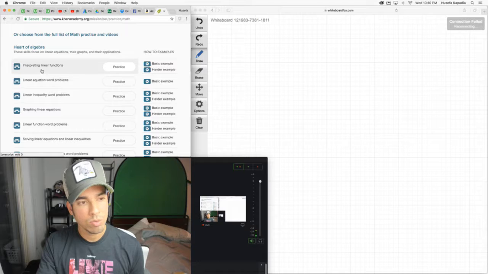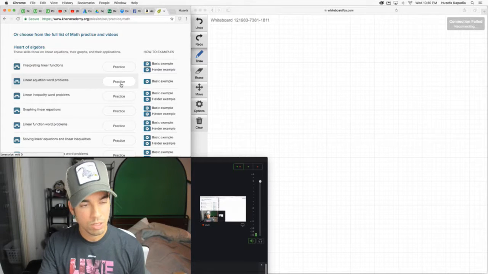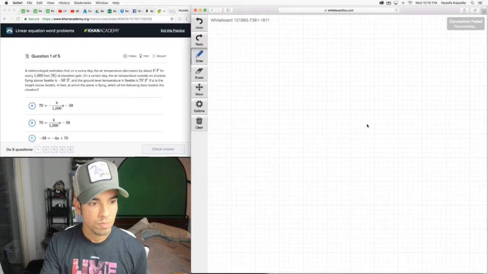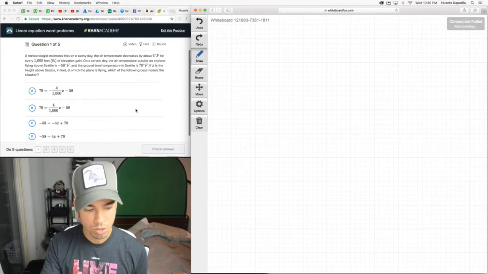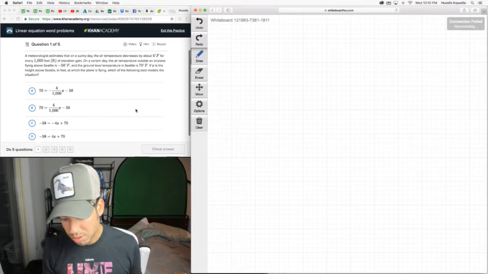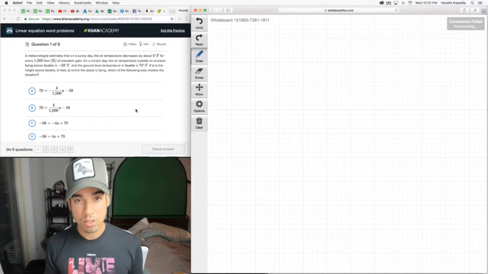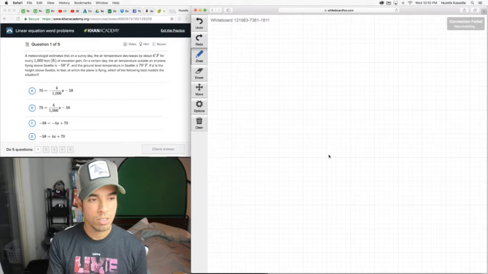So last week we did interpreting linear functions. This week we're going to do linear equation word problems. So let's jump right in here. These are not timed, and so it's not going to be as fun as when we do the practice test. But the upside is it'll give me longer time to give good, solid explanations. So let's start with this one.